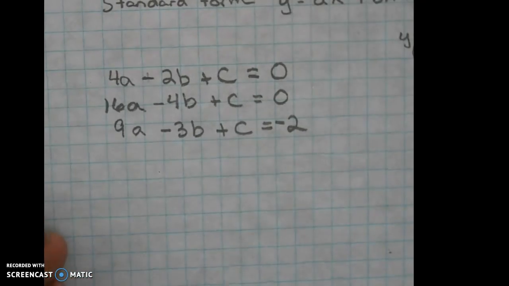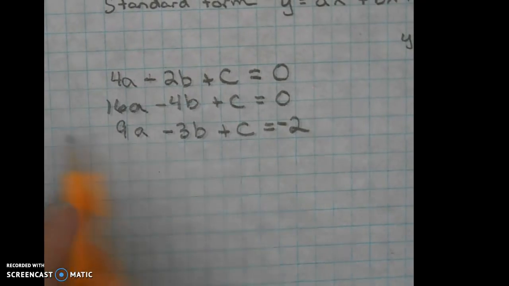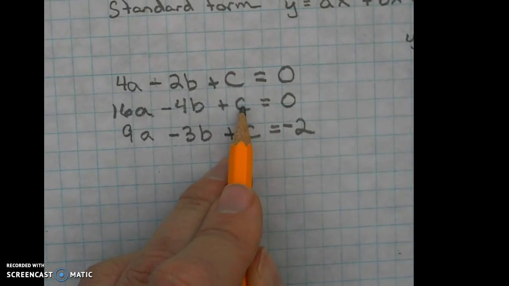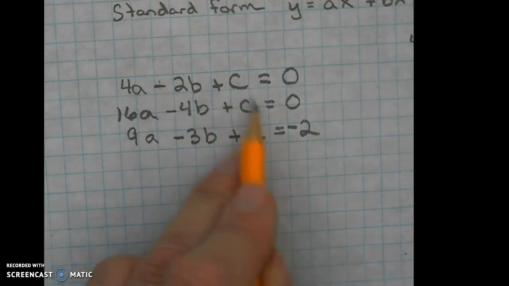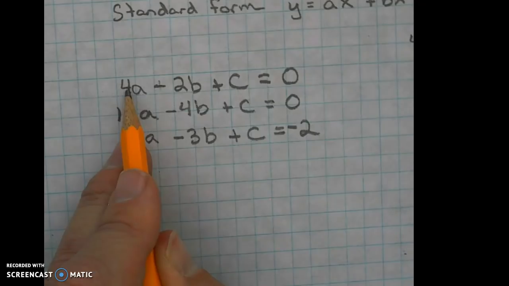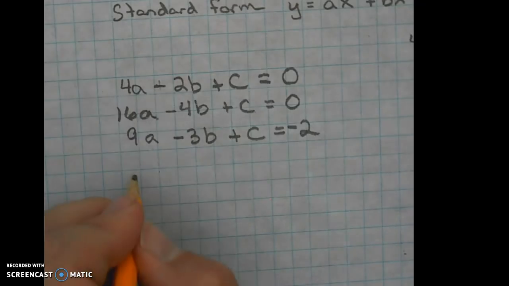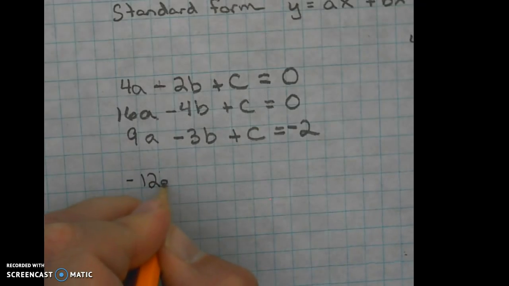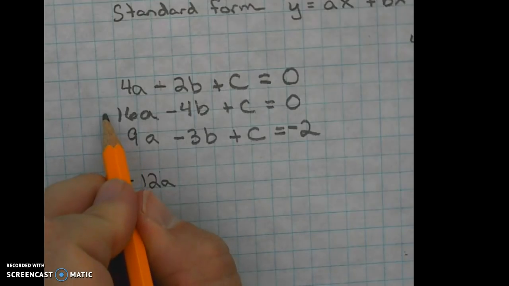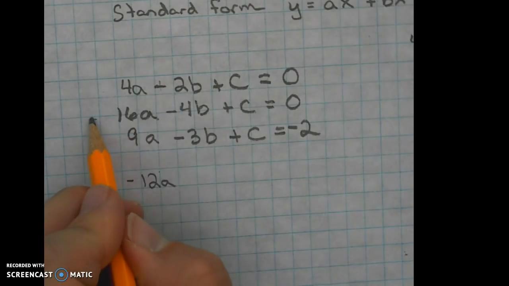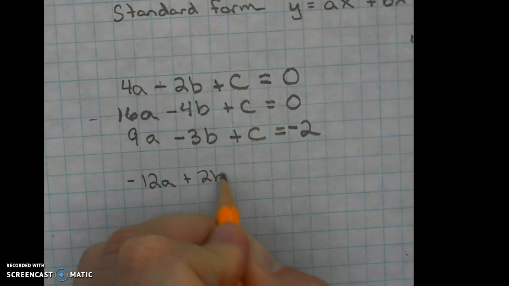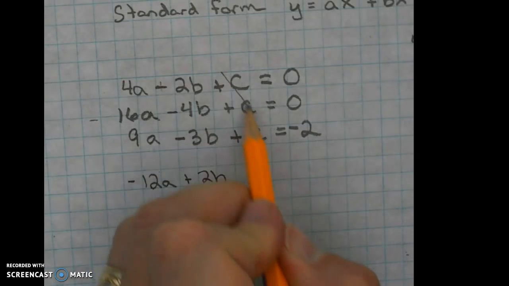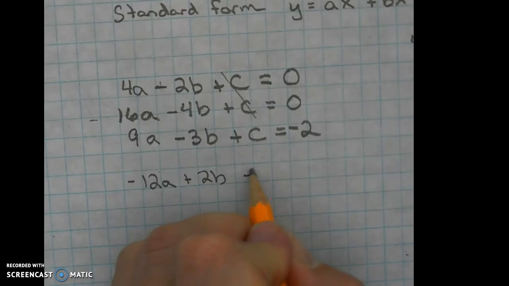So the first thing I'm going to do is I'm going to go ahead and eliminate my c's in these two equations. I could just subtract these two equations right here. So 4a minus 16a is going to be negative 12a. Negative 2b minus negative 4b is going to be 2b. c minus c, those cancel. 0 minus 0 is 0.